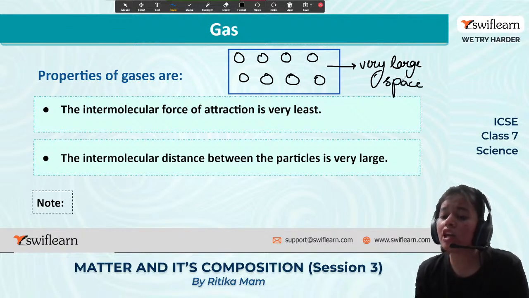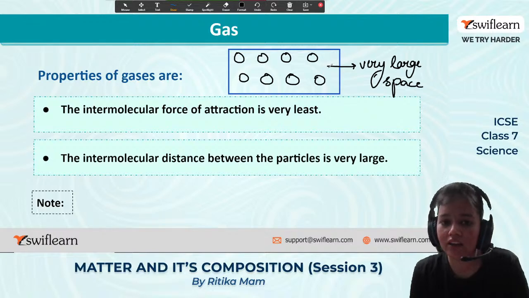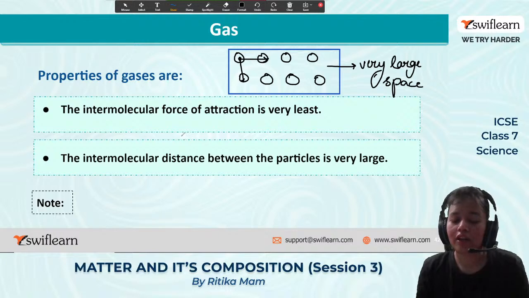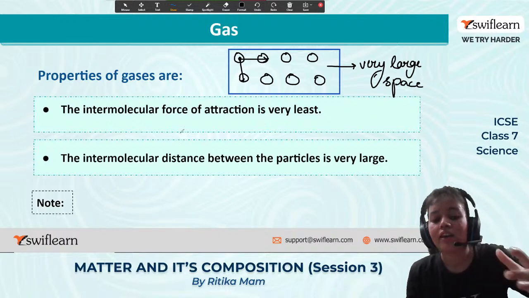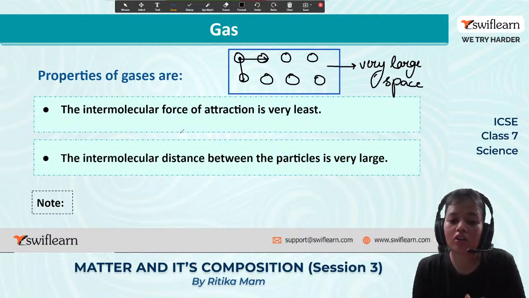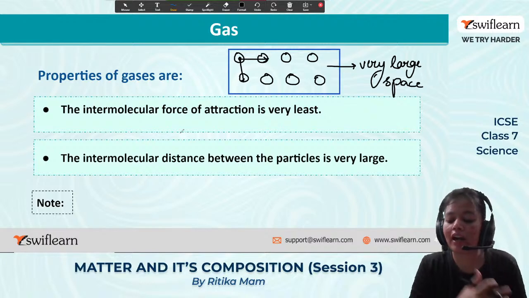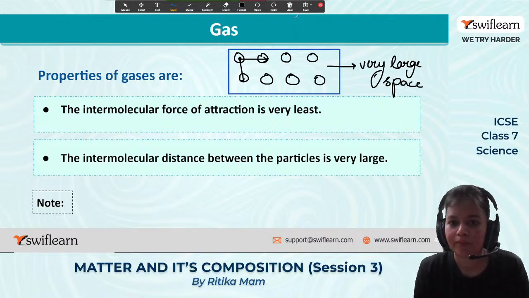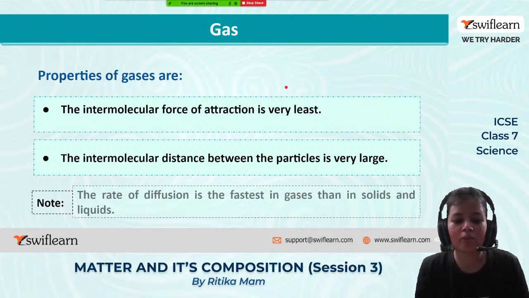If the space is very large between the particles of gas, what will happen? This particular particle cannot exert very much force on this particle. So if the space is very high, the force will be very low. So intermolecular force of attraction will be very least, and therefore the particles of gases keep on flowing here and there. I hope you are very clear with that.